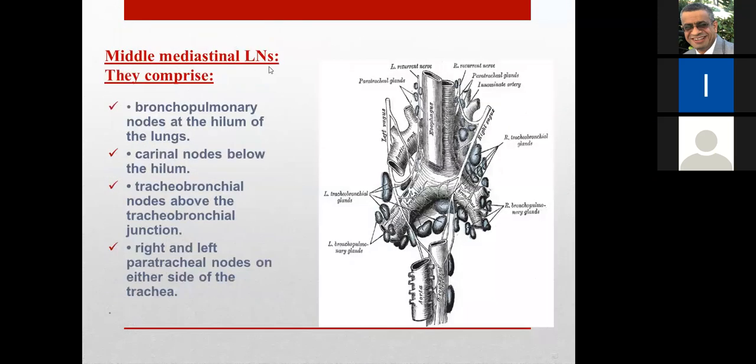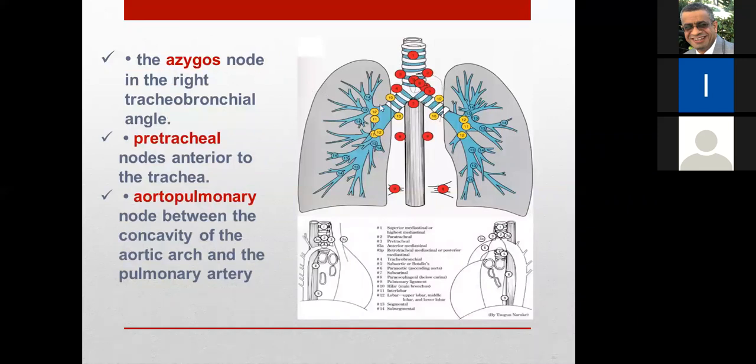Second is the middle mediastinal lymph nodes, which we explained previously. They are composed of the bronchopulmonary along the side of the hilum, and the carinal below the hilum, and the tracheobronchial above the tracheobronchial angle, and the left and right paratracheal lymph nodes. The azygos lymph node, which lies at the tracheobronchial angle, pre-tracheal in front of the trachea, and the aortopulmonary lymph nodes, which lie at the aortopulmonary window.